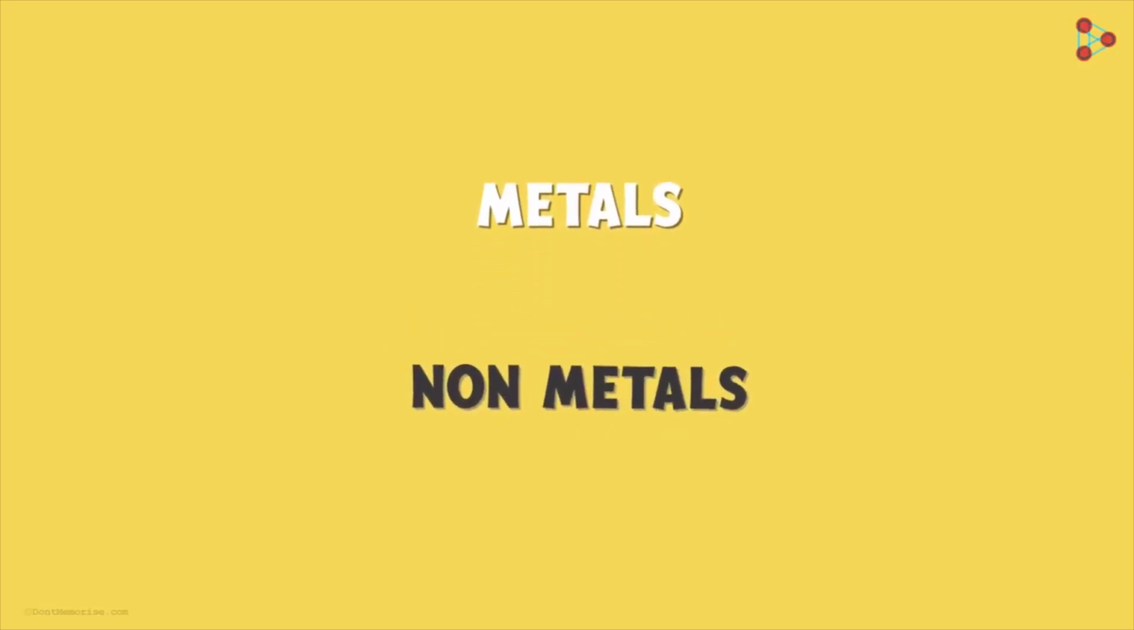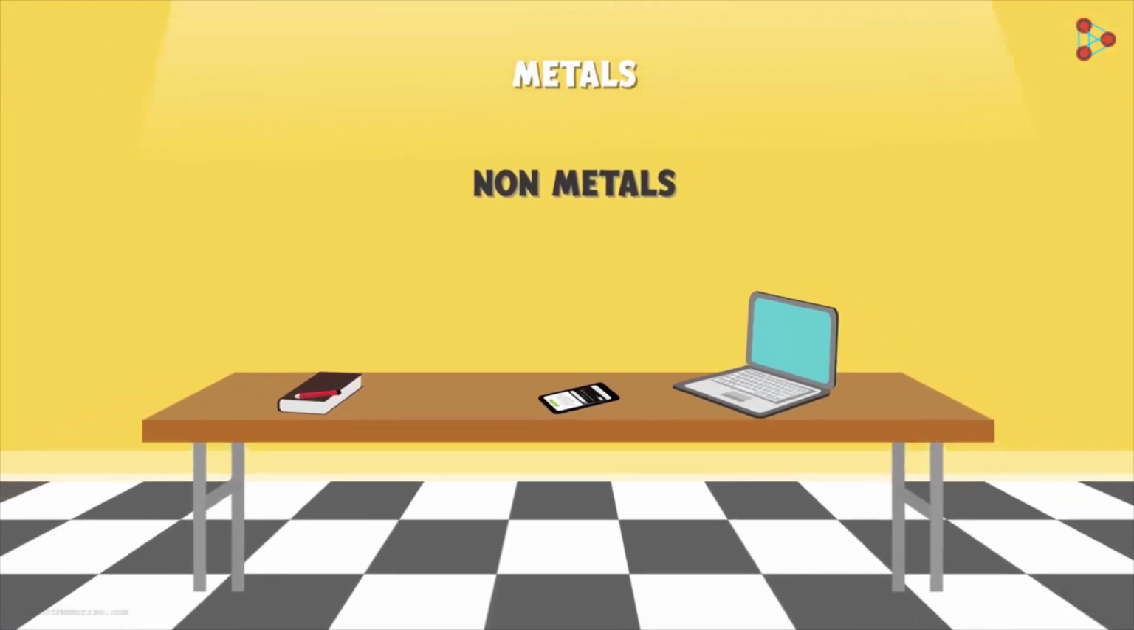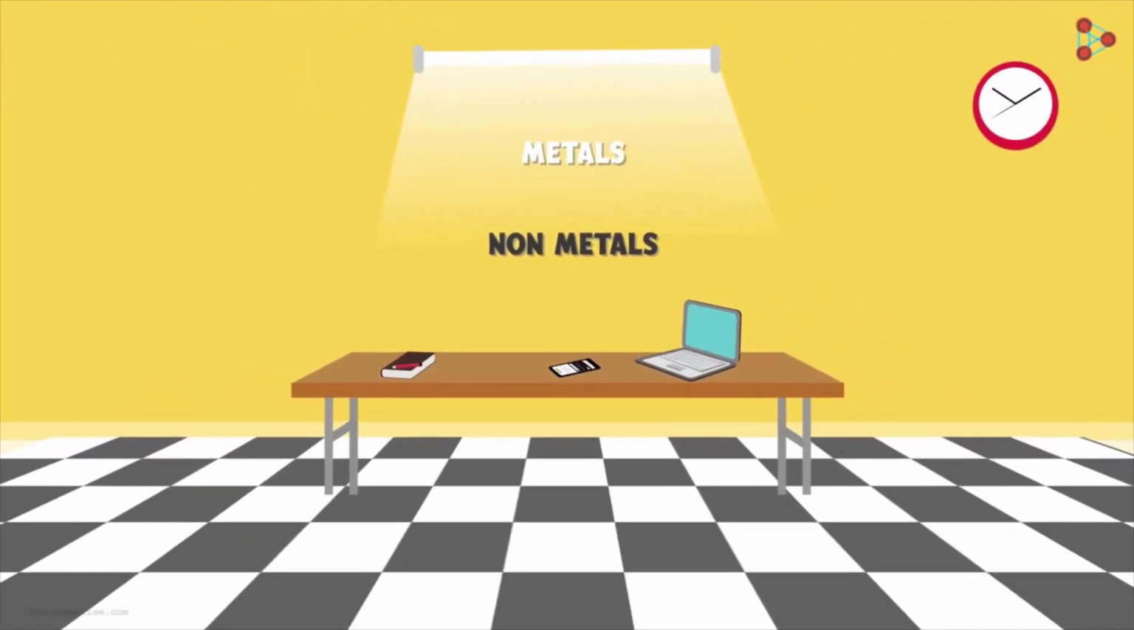We have all heard the terms metals and non-metals. Can you look around and see if they exist in your surroundings? What is your table made up of? Aluminium or wood? What about the phone or the laptop you're viewing this video on? Is it made up of metals and non-metals? As a matter of fact, it is. Almost everything around will be made up of either a metal or a non-metal.